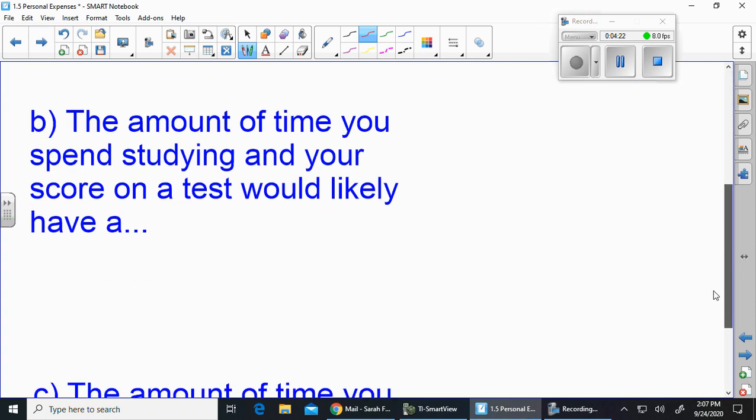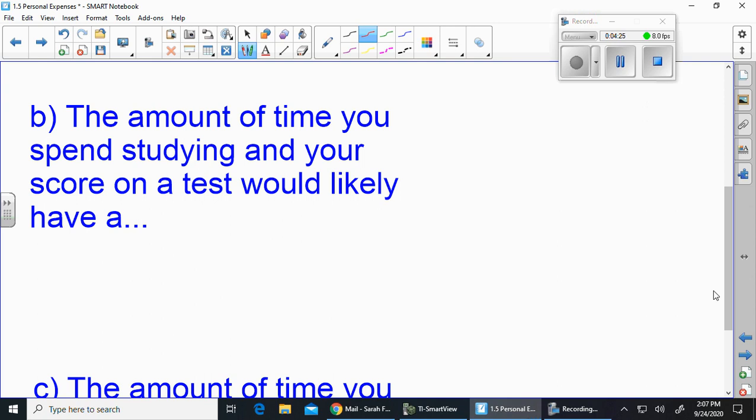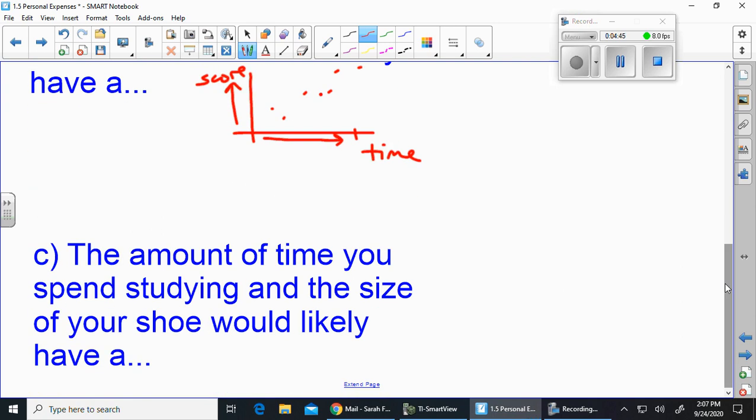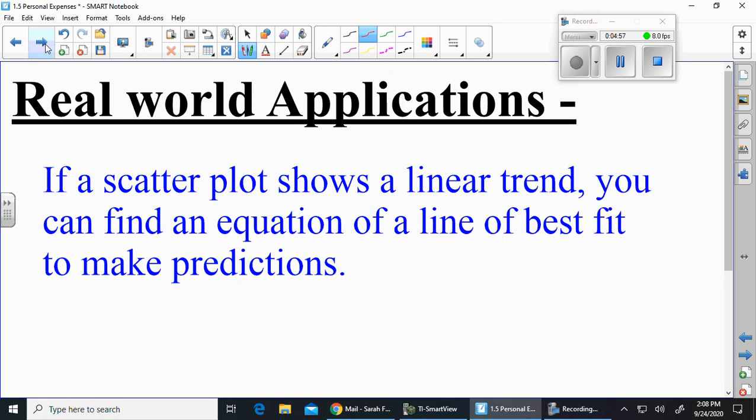correlation. If I said the time you study and the score on a test, well, again, if this is time and this is score, I would hope that the more time you study, the higher your score is. So that would be positive. But then just in real life, the amount of time you spend studying and the size of your shoe, well, that shouldn't be any relationship whatsoever. So that's no correlation. Just to give you an idea.